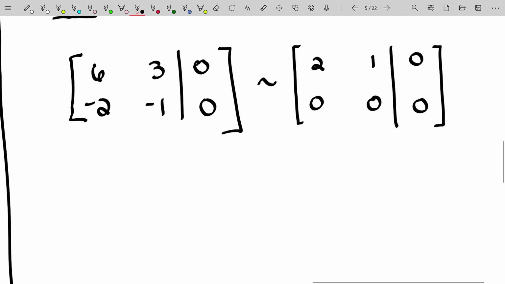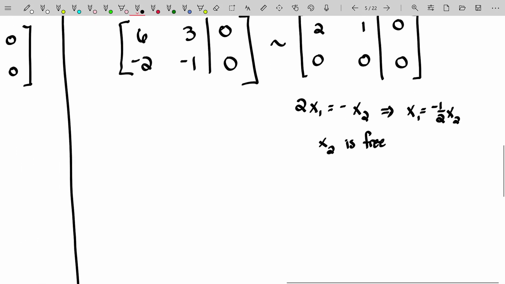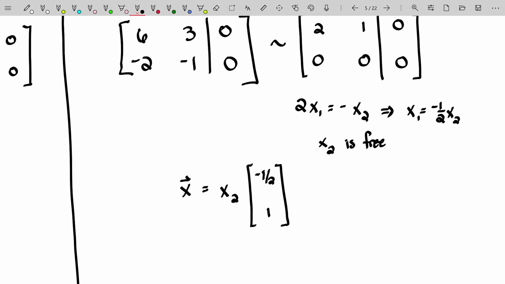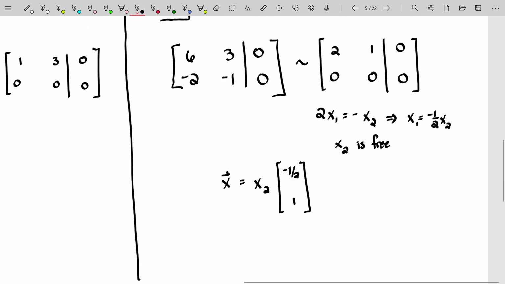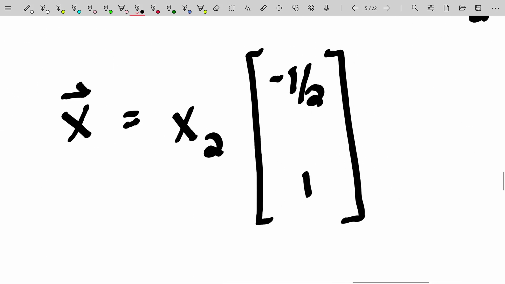That is, we know that twice x sub 1 is equal to negative x sub 2, and x sub 2 is free. And you could write that as x sub 1 is negative 1/2 x sub 2. The general solution to the homogeneous equation is this guy right here. Now, I did tell you in the previous part that we generally just say, let that parameter be 1. However, there are exceptions, and this is one of those exceptions. I dislike having fractions, so I'm just going to let x sub 2 equal 2.